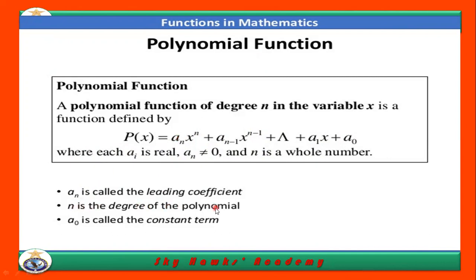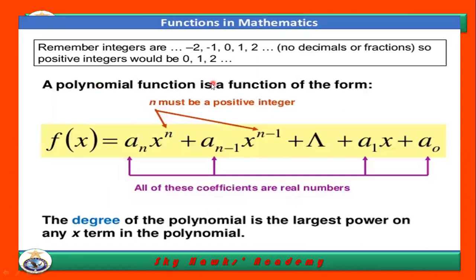n is the degree of the polynomial, starting from the highest degree and decreasing in the further terms. And a_0 is called the constant term. This will be when x has the power n minus n, that is 0, and we will have a constant term only over here. So a lot of terms are involved over here, and that's why it is called a polynomial function.